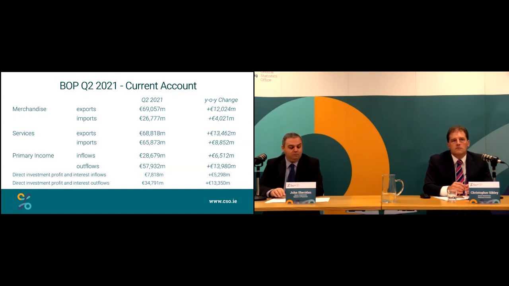Looking at our primary income, we have inflows of 28.7 billion, which is up 6.5 billion on the same quarter last year, and outflows of 57.9 billion, which is up 14 billion on the same quarter last year. Looking at the part of this that's made up of direct investment, profit and interest, we can see that those inflows are 7.8 billion, which is up 5.3 billion on the same quarter last year, and those outflows are 34.8 billion, which is up 13.4 billion on the same quarter last year. So we can see that the direct investment is the main driver of the increase in the primary income outflows and overall the total net income outflows of 7.5 billion.